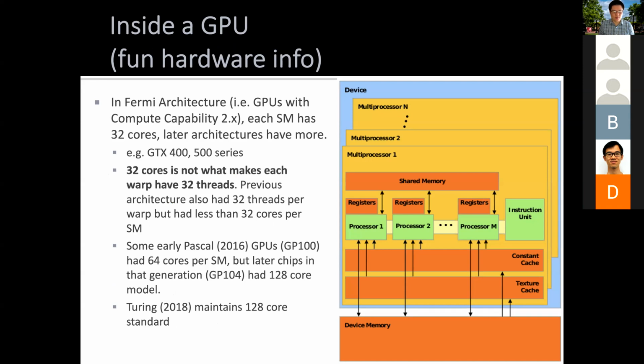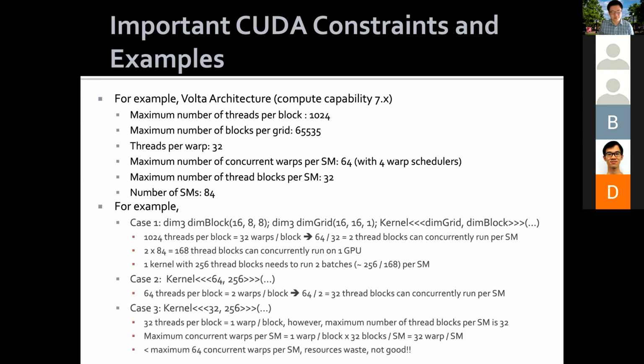And as I mentioned previously, the number of threads per warp doesn't depend on the GPU version. Even if we have a V100, a very high-end GPU or a low-end GPU, the CUDA programming model requires one warp to have 32 threads. This is a determined thing.